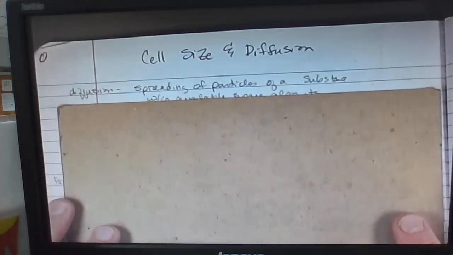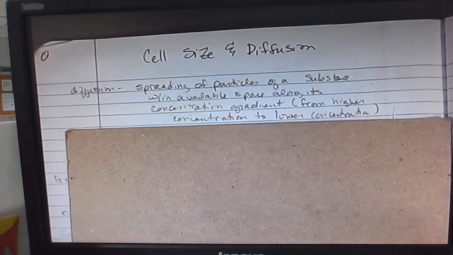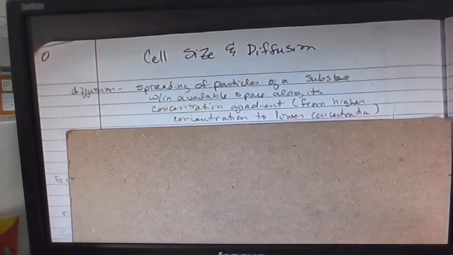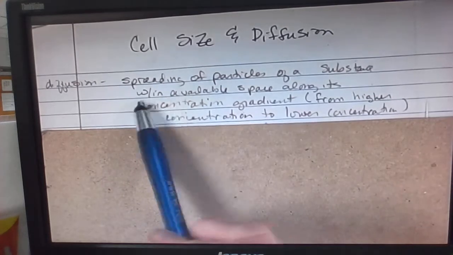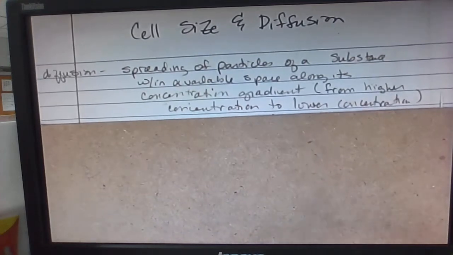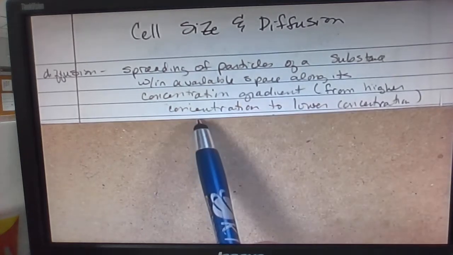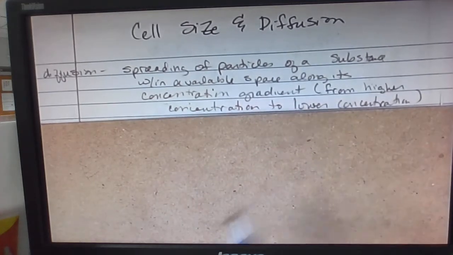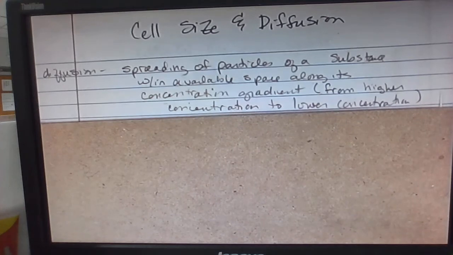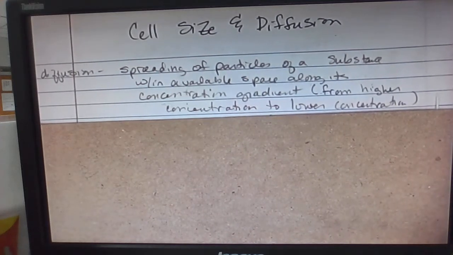All right, so diffusion. Diffusion is the spreading of particles of a substance within available space along its concentration gradient. So once again, if you're not familiar with the abbreviation, that means "within." I just don't want to write it out. You use what works for you. A concentration gradient means that the substance is moving from a higher concentration to a lower concentration. So diffusion is the spreading of particles of a substance within available space along its concentration gradient, from a higher concentration to a lower concentration.